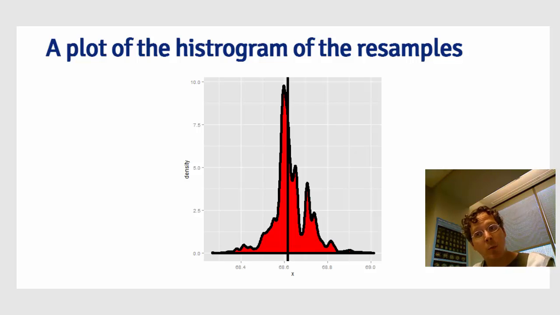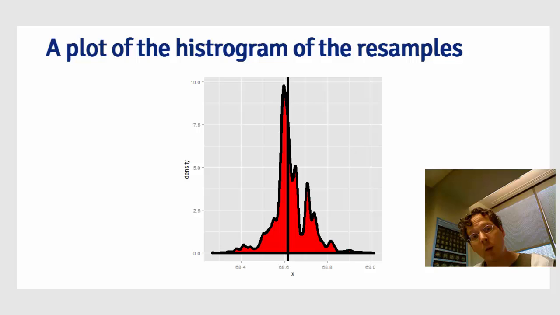For example, in this case, we're bootstrapping the median, and we might want to take the standard deviation of this distribution, and that is going to be an estimate of the standard error of the median, right? The standard deviation of the sampling distribution of the median. We could also use quantiles to get confidence interval estimates, and these are the sorts of things that you do with your bootstrap resample distribution.